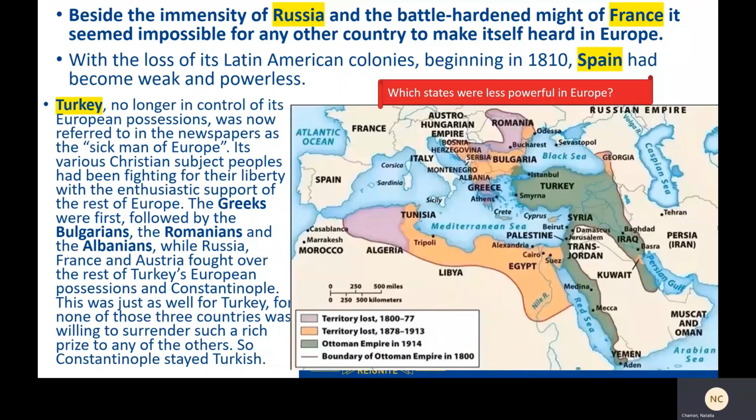The Greeks were first, followed by the Bulgarians, the Romanians, and the Albanians, while Russia, France, and Austria fought over the rest of Turkey's European possessions and Constantinople. This was just as well for Turkey, for none of those three countries was willing to surrender such a rich prize to any of the others. So Constantinople stayed Turkish.